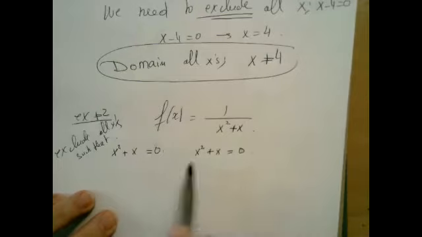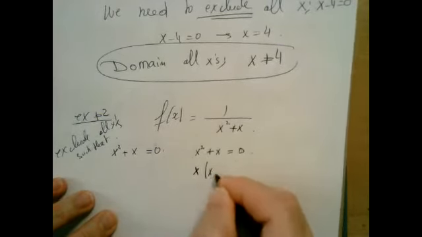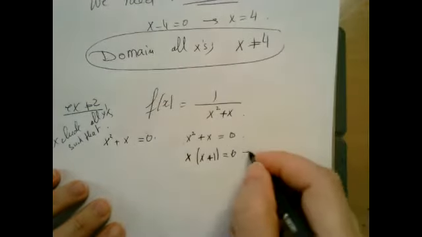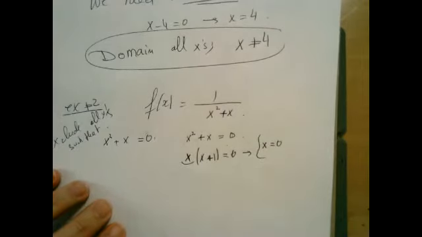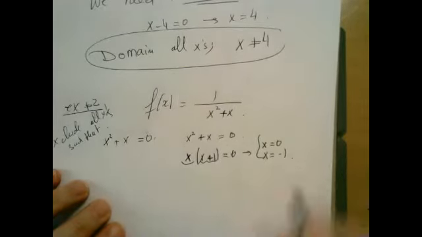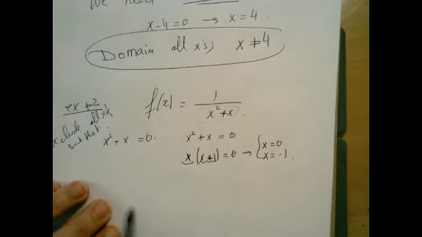Remember, solving means factoring. To solve this, I need to factor out my x, because in this scenario it's easy. x times x plus 1 equal to 0. So this gives me two values: x equal to 0, and x plus 1 equal to 0, which means x equal to minus 1. So the values that make the denominator 0 are 0 and minus 1. Now I am sure I'm getting them all.